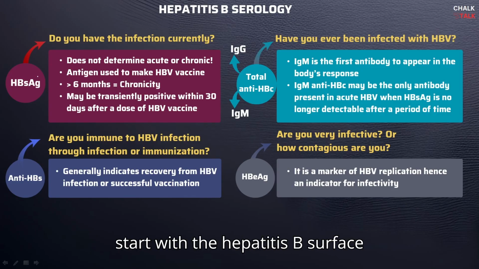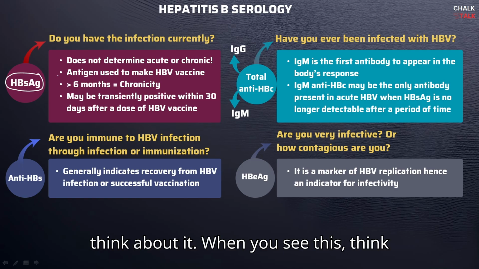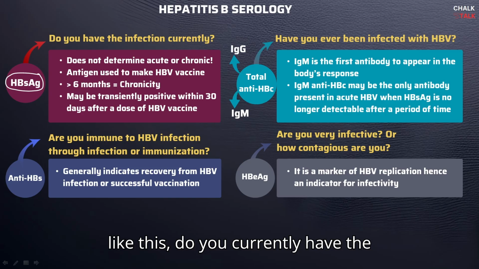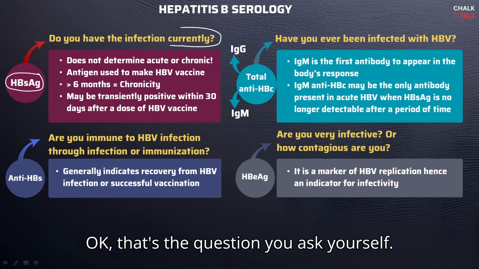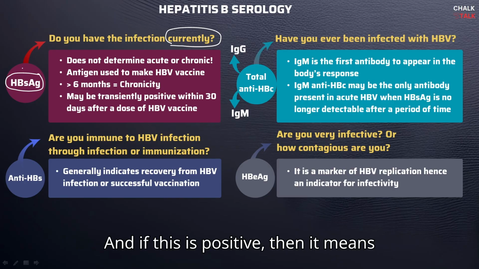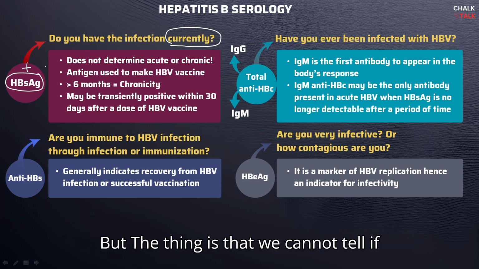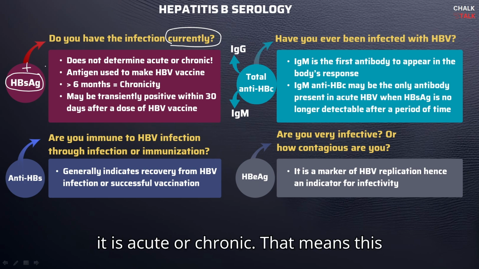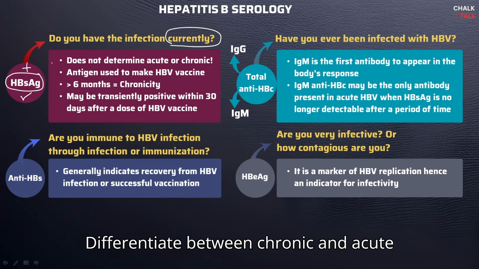All right, so we're going to try to simplify the key markers. We're going to start with the hepatitis B surface antigen. So this is the way I want you to think about it. When you see this, think like this. Do you currently have the hepatitis B infection? Currently. Okay, that's the question you ask yourself. And if this is positive, then it means you currently are infected. But the thing is that we cannot tell if it is acute or chronic. That means this antigen will not help us to differentiate between chronic and acute infection.